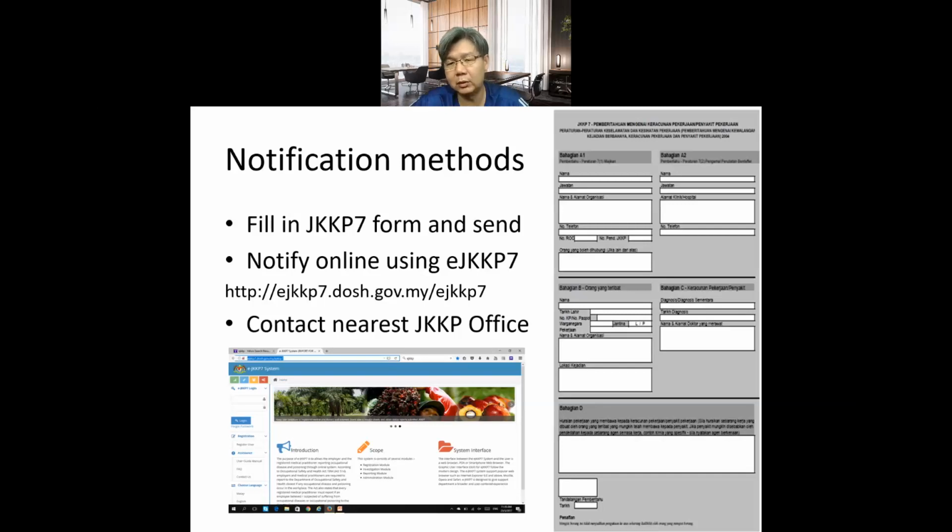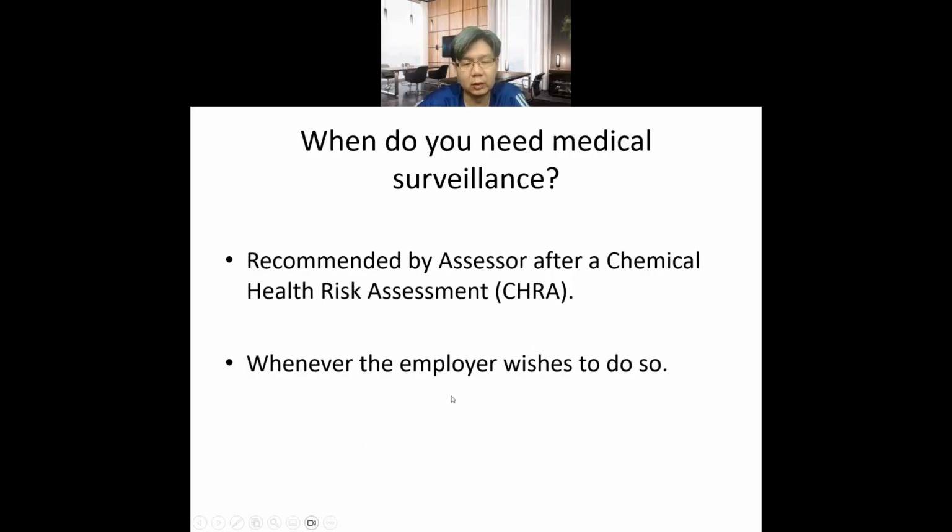The one that you need to deal with after that is DOSH directly. Okay, so the notification form: last time we used this form, but nowadays we can notify online straight away. So that's why DOSH can receive the notification very fast.